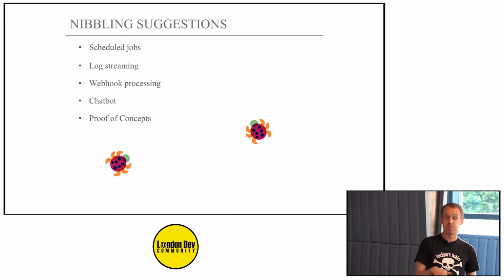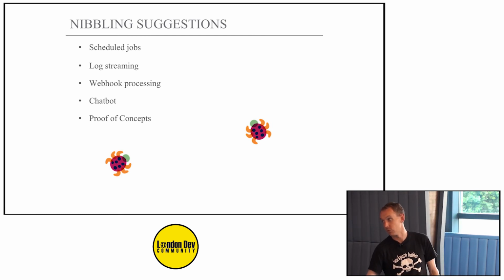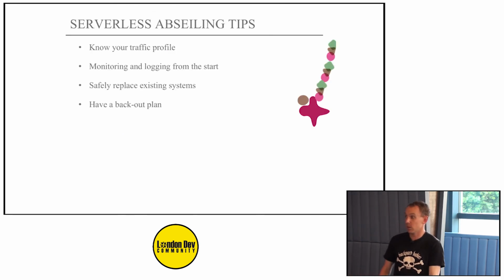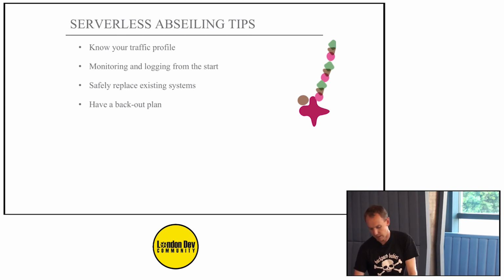Chatbots, they're becoming the rage. There's lots of frameworks that use Lambda to build chatbots and so on. And proof of concepts, again, just getting something off the ground quickly. This is great. You can get a long way without that much effort. This is the pit of despair, or the pit of success from earlier, depending on how one falls in. Don't just go diving in, abseil into it.